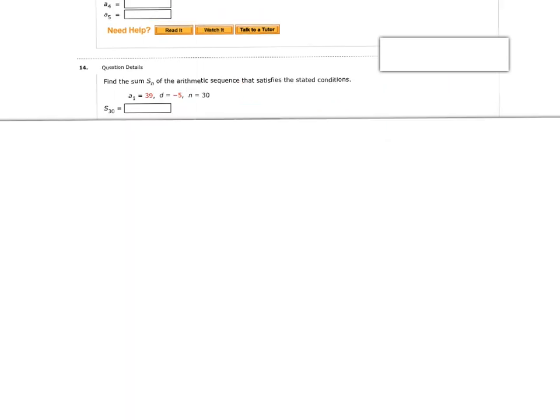All right, next up here, we're switching to an arithmetic sequence, and it is a summation here. So our summation for arithmetic is the n over 2 times the first number plus the last number. So I have some of this information. I know that I have 30 numbers here. I know that the first one's 39, but I don't really know the last one.